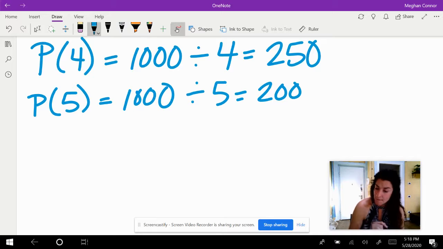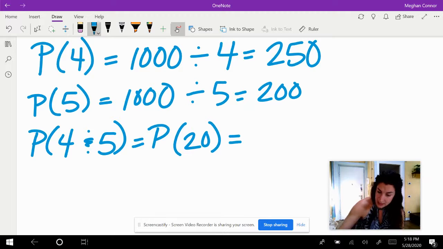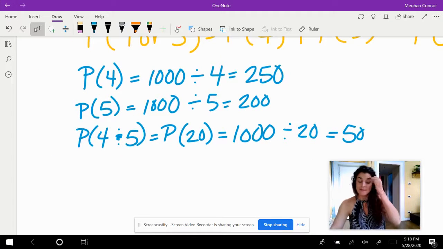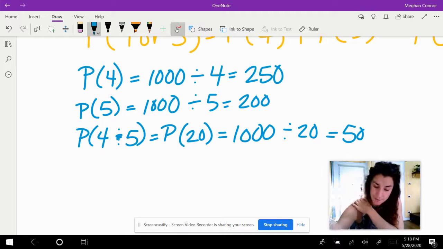If something is a multiple of 4 and 5, it's actually a multiple of 4 times 5. So it's a multiple of 20. So the probability of 4 and 5 is actually equal to the probability of 20. That's going to be 1,000 divided by 20, which is 50. Technically this is not probability yet because we don't have the division out of the total. This is just the events of 4 and the events of 5. So to make this technically correct, we're going to divide out of the total numbers possible.